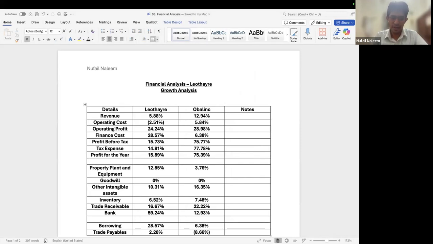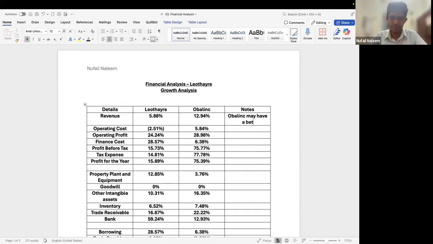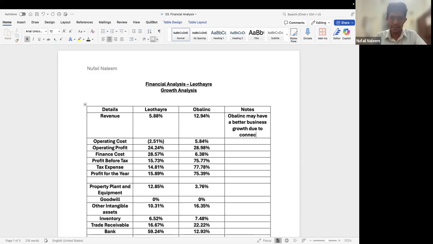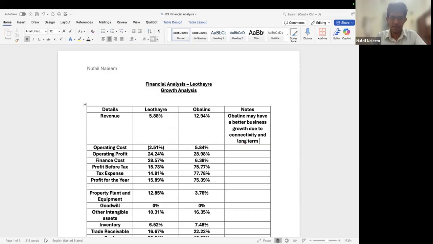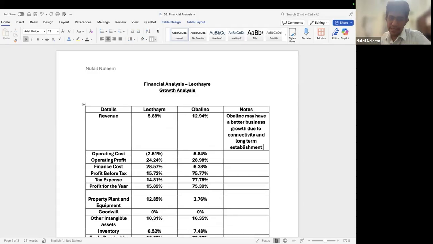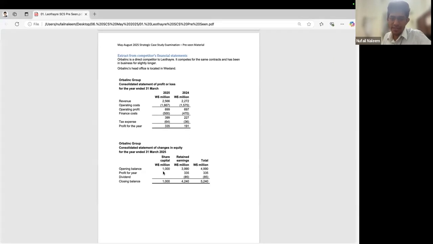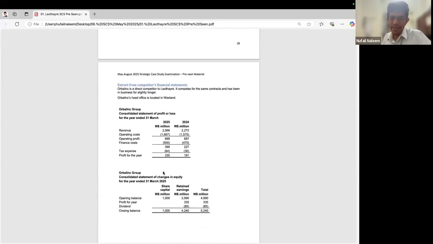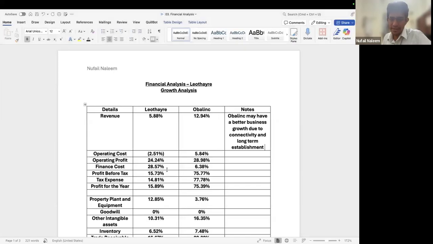So I'll write down here, Oberlink may have a better business growth due to connectivity and long-term establishment as well. Because, students, they would have been in the industry for a long time. They're bigger than us also, students, considering the scaling. Now, if you observe, Oberlink's share capital value is 1,000. We are 800. They are a little bigger in size also in revenue, students. So that is the idea here.